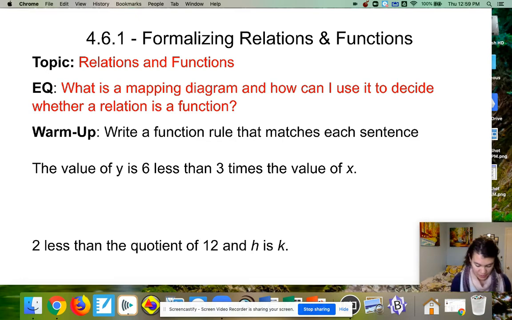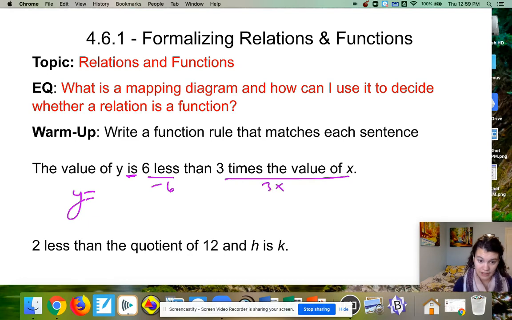All right, so the first one, we want the value of y, or y is 6 less than 3 times the value of x. So this is our equals, so y is 6 less would be minus 6, then 3 times the value of x, so 3 times x. So you'll get 3x minus 6 right here.